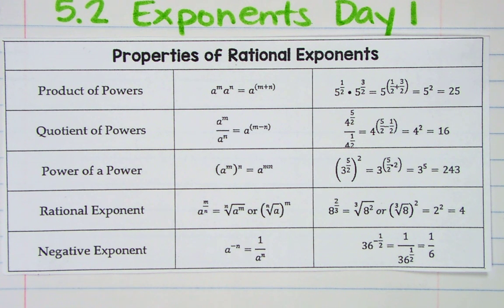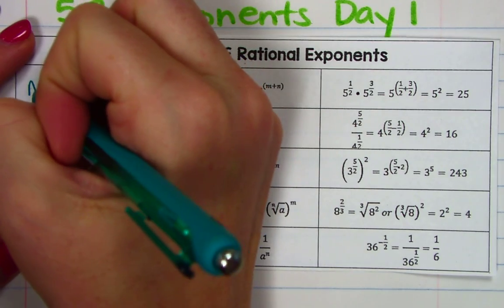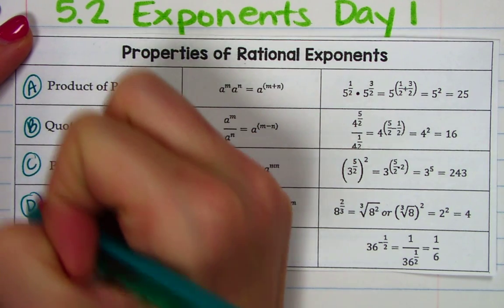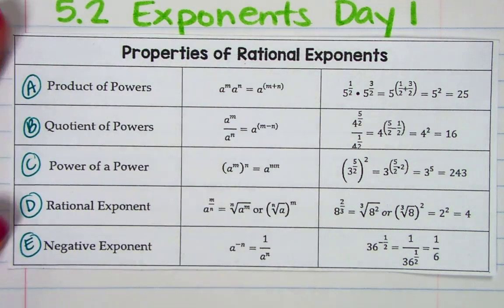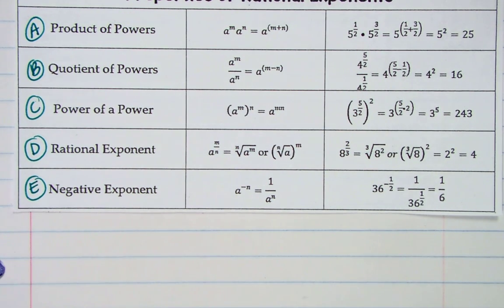One thing I want to do is label each of these rules with a letter, like this. We're going to call this one A, this one B, C, D, and E. That way, when we use it in our notes, we can put a little note there and it'll tell us which one we used.